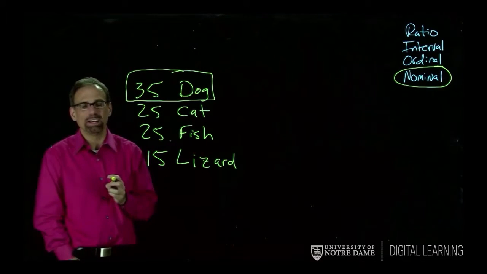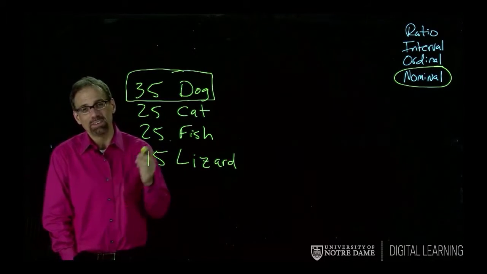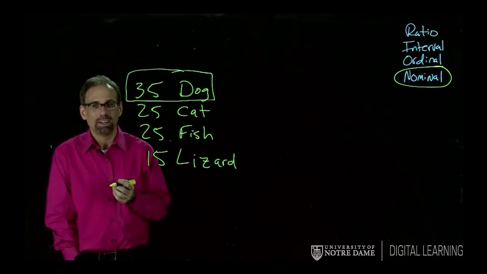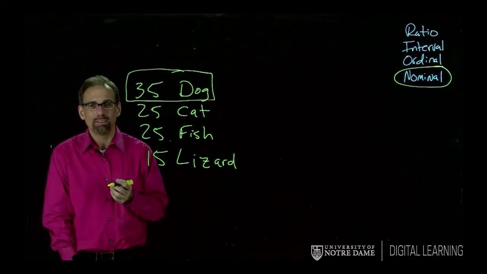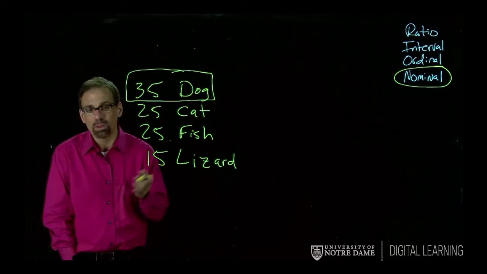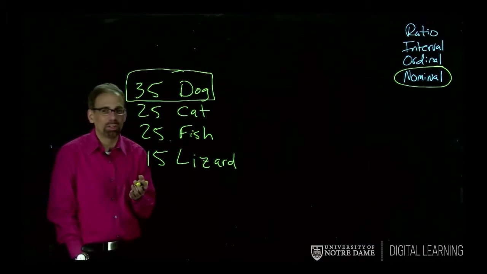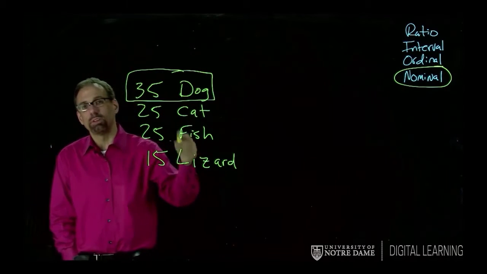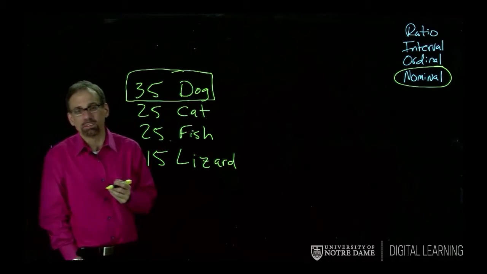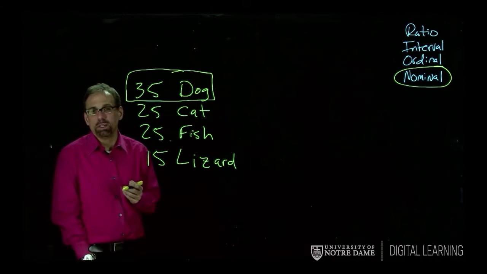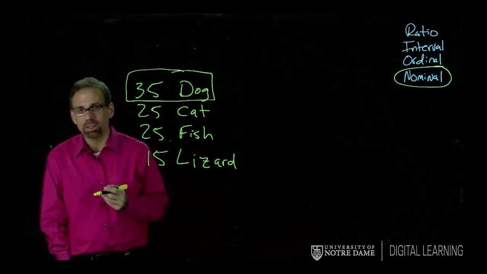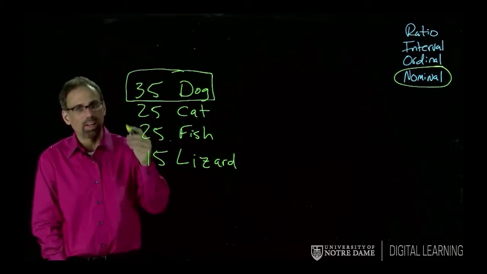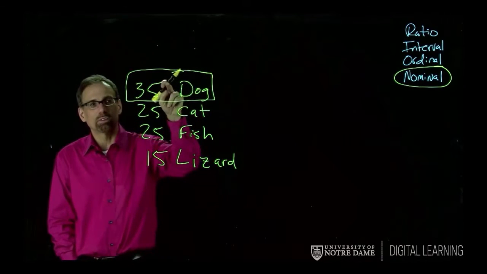Very simple idea, and you can see that even though it tells me that the dog is the most typical, the most common, it's not really telling me much about the data. In fact, if I add up all the other animals, there's more of them than there are dogs. So in a sense, it's more typical to be not a dog lover than to be a dog lover. But nevertheless, this is how the mode works, okay?